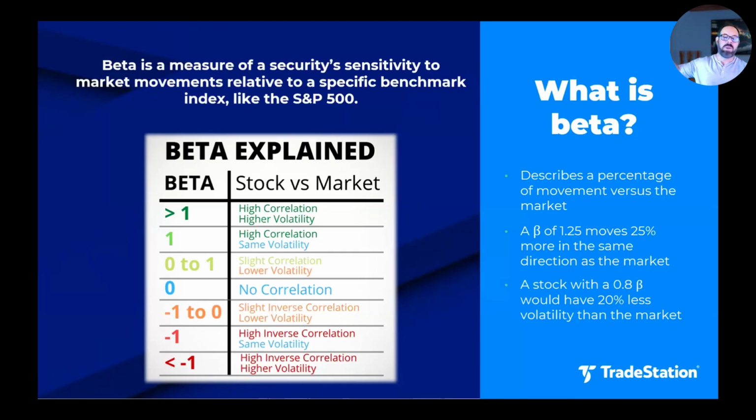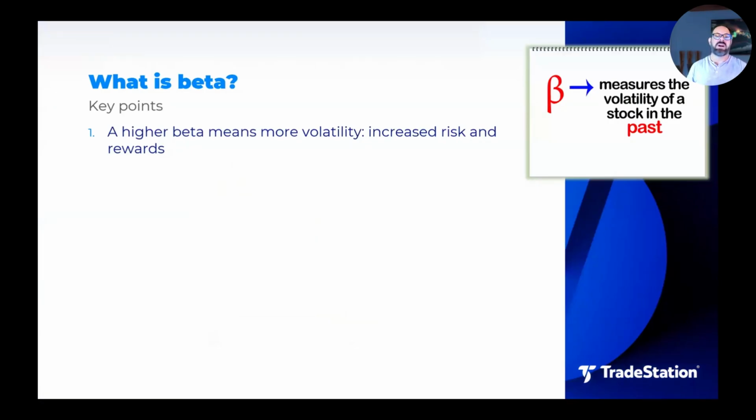If the broad market moved 1%, you would move basically 0.8% in the same direction. Now, one of the things you've got to realize is that higher beta means more volatility, and more volatility means more price movement. So you get more risk and you get more reward. As I said before, reward and risk go hand in hand. You can't have one without the other.